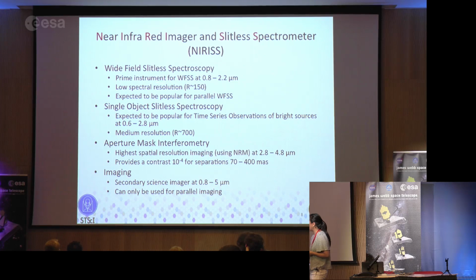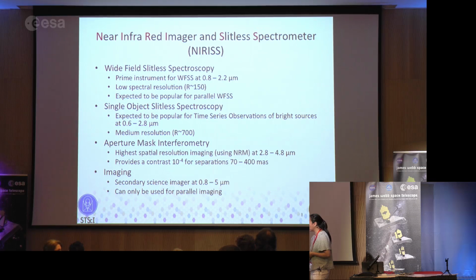In contrast, we also have single object slitless spectroscopy offered. So this uses a large grism, which distributes the light spatially in a direction orthogonal to the spectral dispersion, so that you can look at very bright targets. Indeed, this mode was optimized for TSO observations, time series observations of transiting exoplanet host stars. It operates at 0.6 to 2.8 microns, has a medium resolution of about 700.